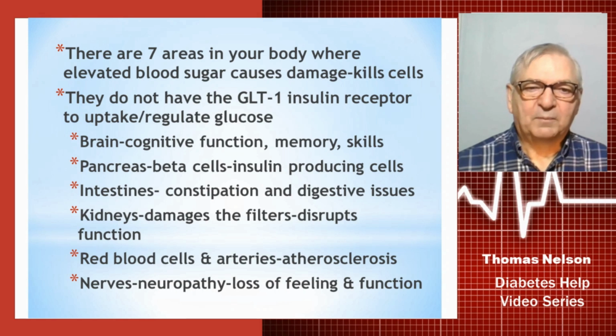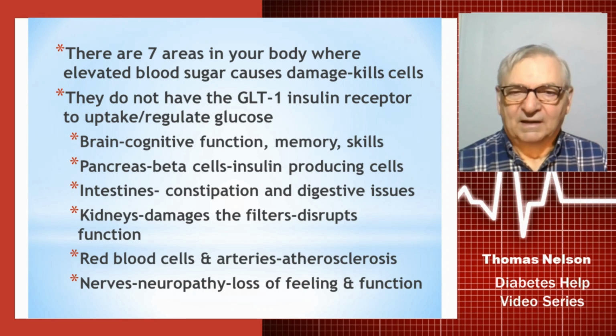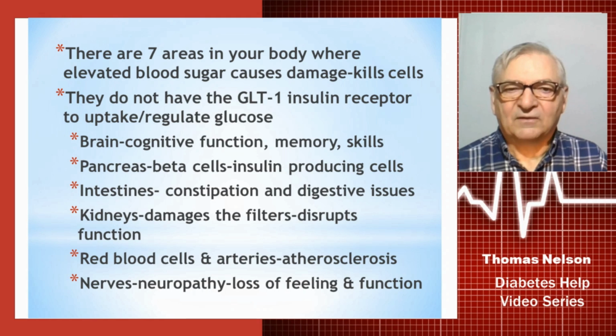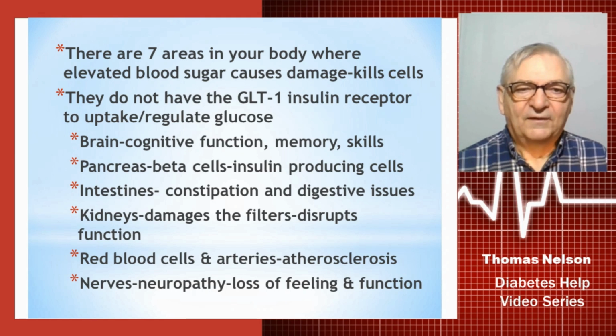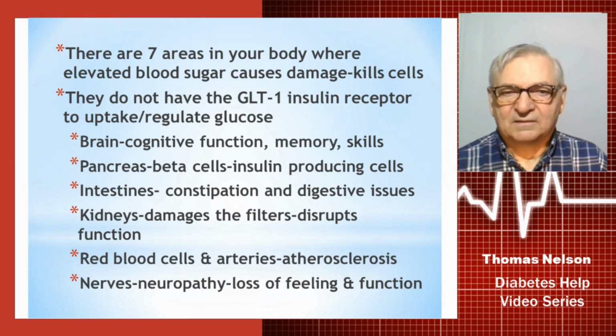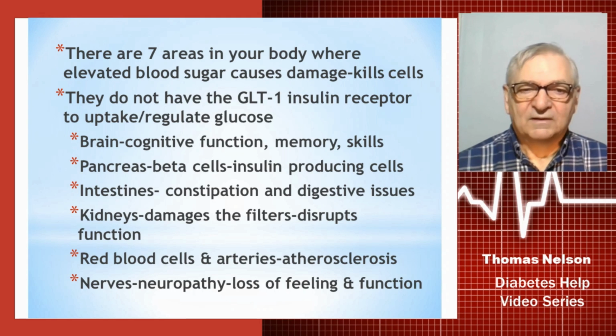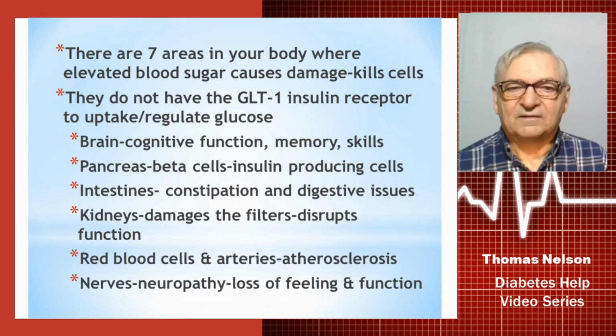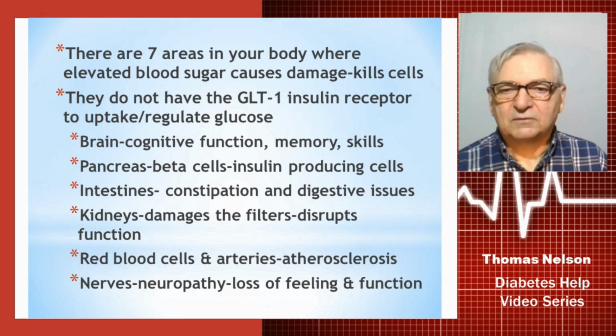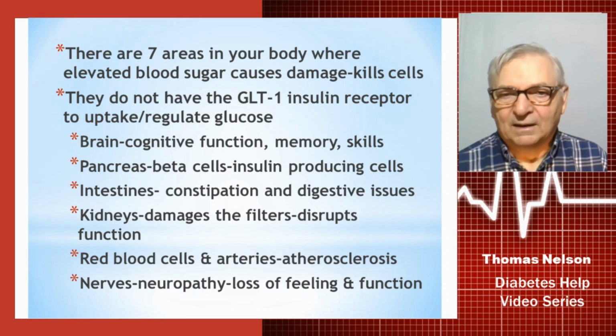There are 7 areas in your body that do not have those insulin receptors that regulate how much glucose can enter the cell. Those are the 7 areas where the elevated blood sugar will actually destroy cells. So they do not have that GLT1, which is what scientists call that insulin receptor. And if they don't have that insulin receptor, they do not regulate how much glucose can enter the cell. There's no way of restricting it.